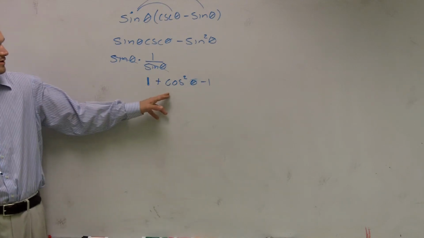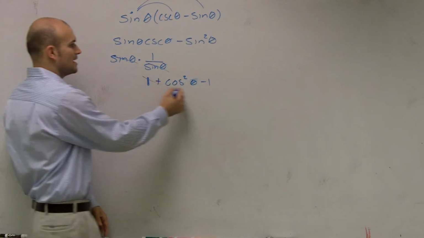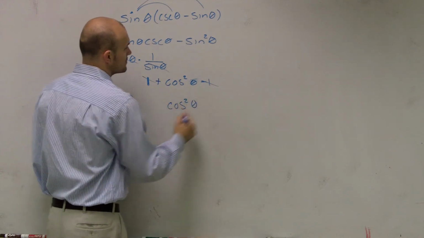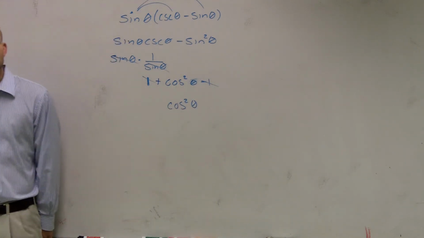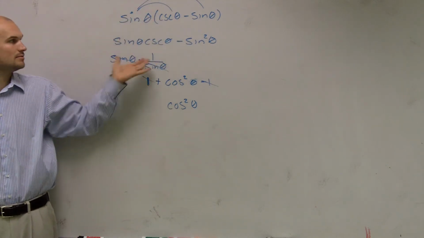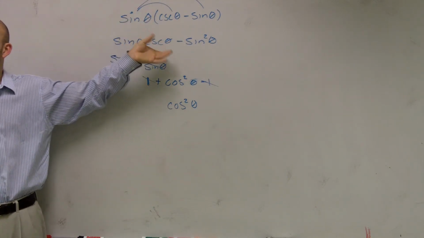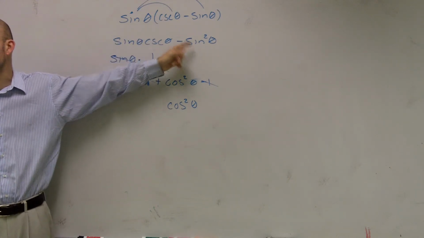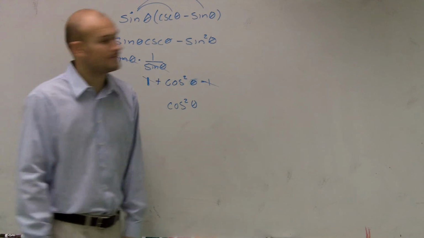Okay? So now the 1's will cancel out, and we're just left with cosine squared of theta. And that's your simplified version. So if you don't know what to do at the start, just work on an operation. Try to transfer these sines and cosines so those will cancel out.